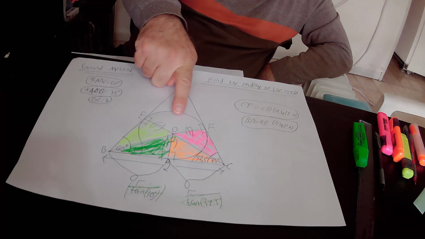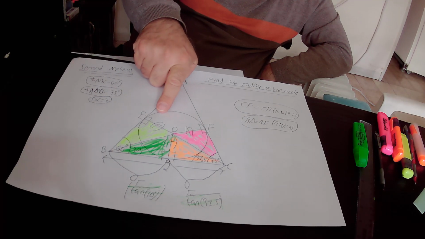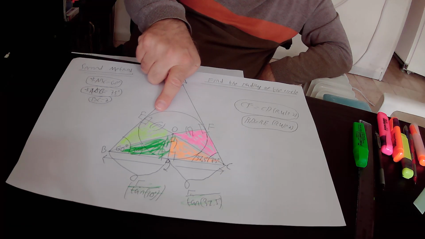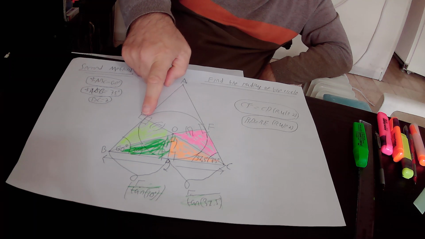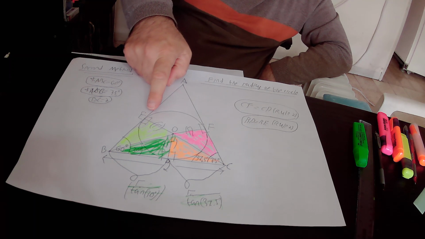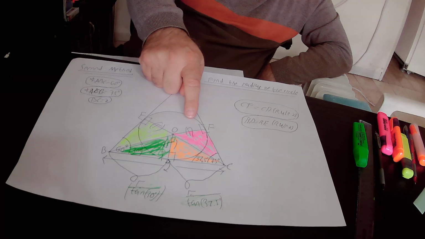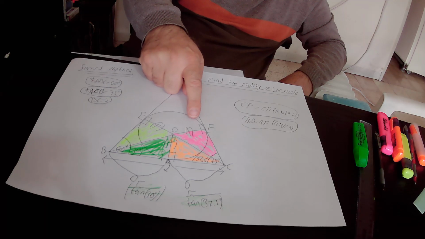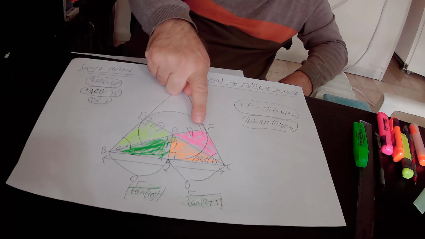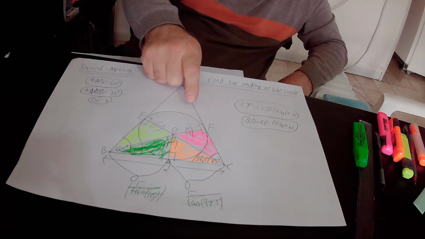Here we join points O and E by a straight line. OE is the radius of this circle that is equal to R. The radius OE is drawn to point E. Therefore, according to rule number 1, this angle is 90 degrees and this angle also equals 90 degrees. Likewise, we join points O and F. OF is the radius of this circle that is equal to R. The radius OF is drawn to point F. Therefore, according to rule number 1, this angle equals 90 degrees and this angle also equals 90 degrees.